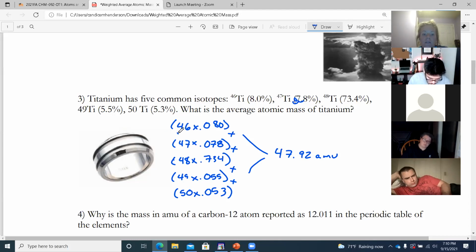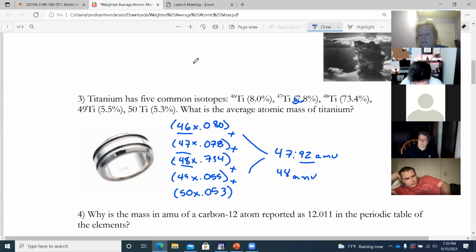Technically, since these are such kind of cruddy numbers, we would round to 2 sig figs, so it would be 48 AMU. But I'd be fine if you gave me the 2 decimals though. And so what is this saying? It's saying our mass is slightly less than 48, which makes sense, right? Our majority of it is 48, and the 2 lighter ones are in a slightly bigger percentage than the 2 heavier ones, right? These are in the 7 and 8%. This is in the 5%. So we're kind of leaning a little bit more towards the lighter side, which is represented in the number here.